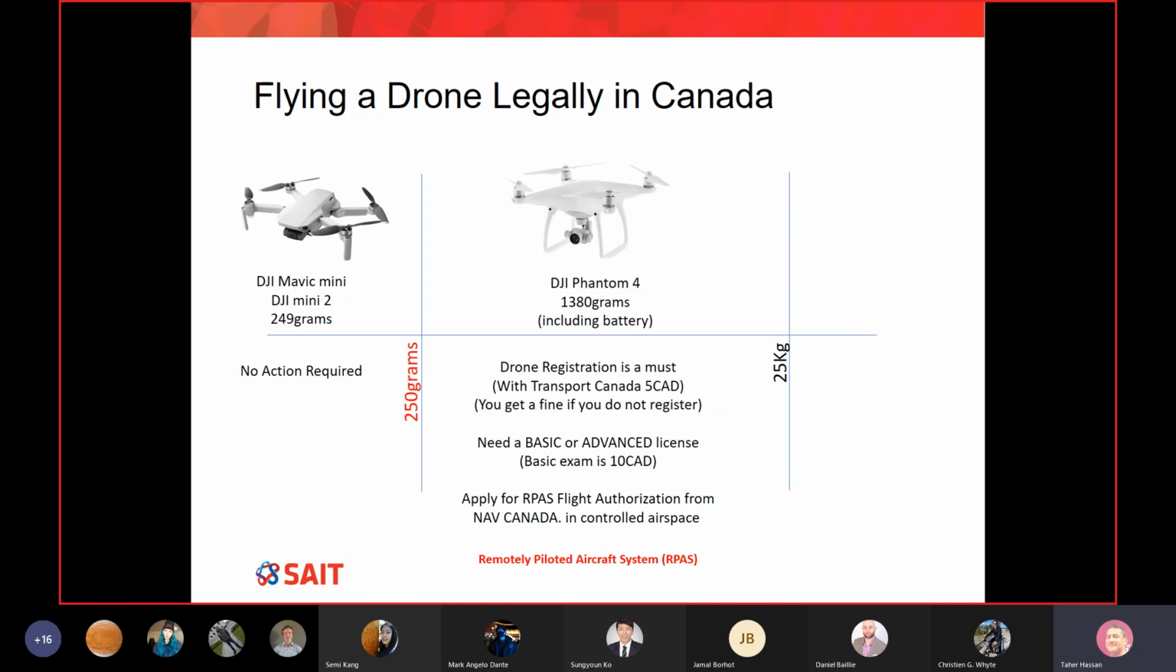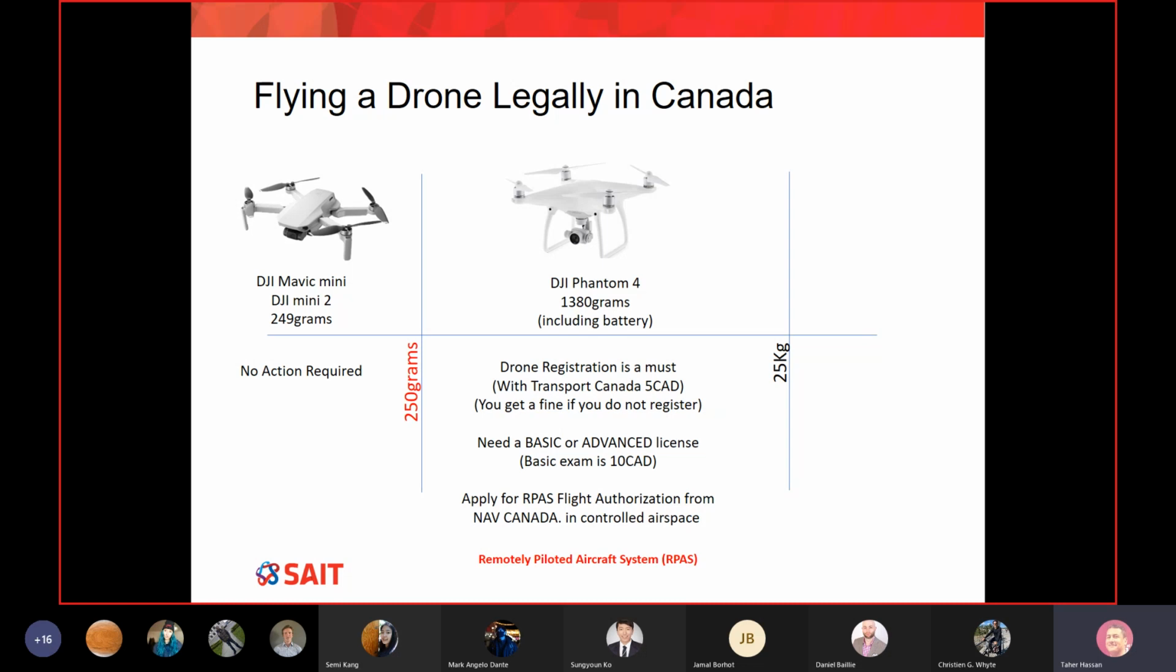Really, our scope will focus on surveying drones, and surveying drones are a little bit heavier. So I included here one example, a very good drone called the DJI Phantom 4. The weight of the Phantom 4 is 1,380 grams, so about 1.5 kilograms, including battery. And this puts this drone in the range between 250 grams all the way to 25 kilograms. All our discussion today will focus on this range.